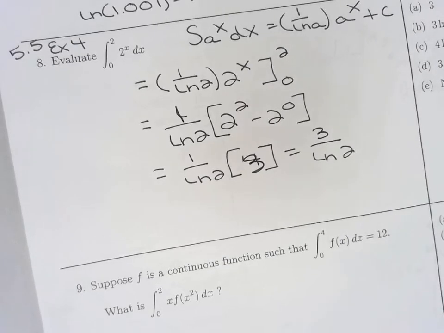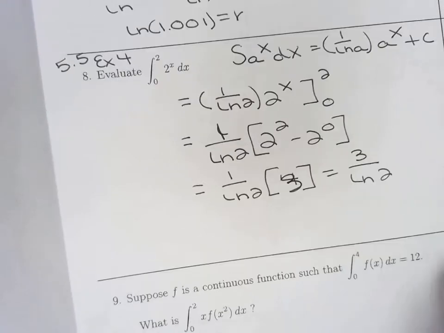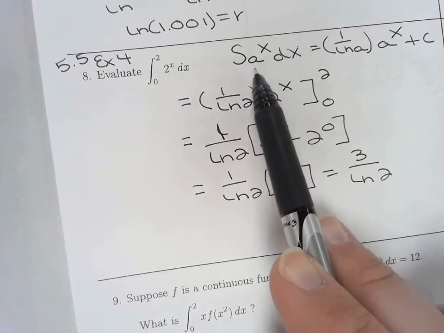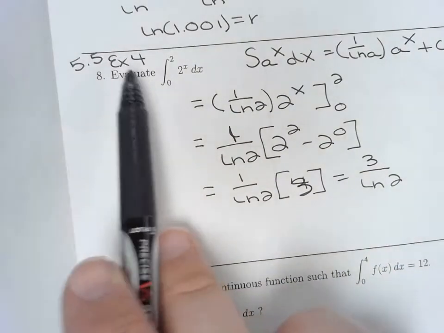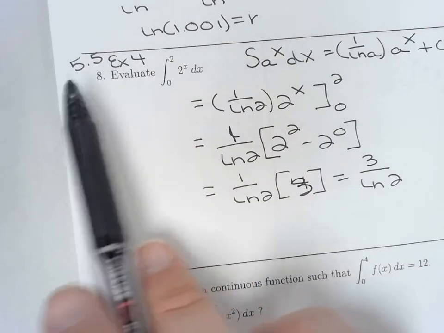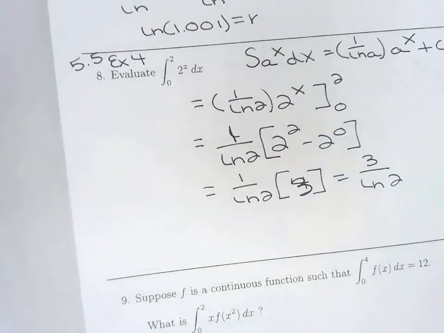What's this formula called? It's in 5.5 example 4. So it's the integral of bases other than e. So there's where it's at. And the derivative one is in 5.5 as well, before example 4.